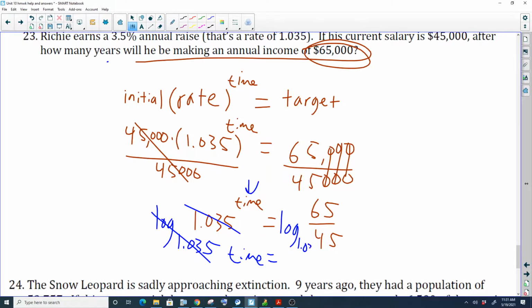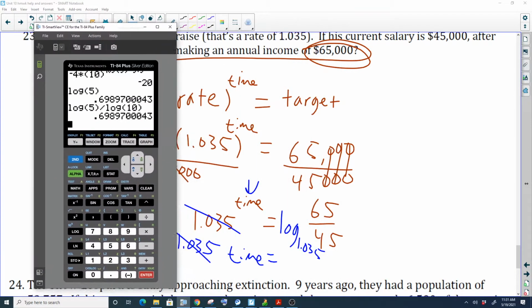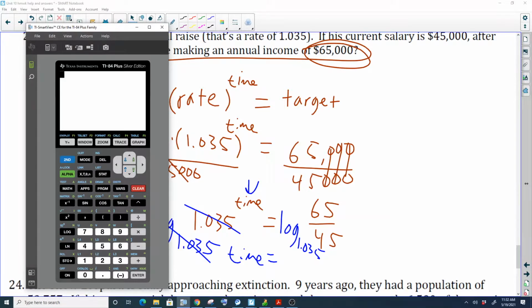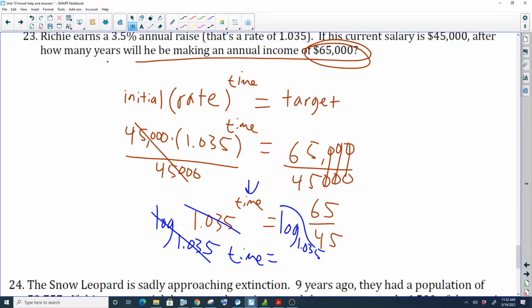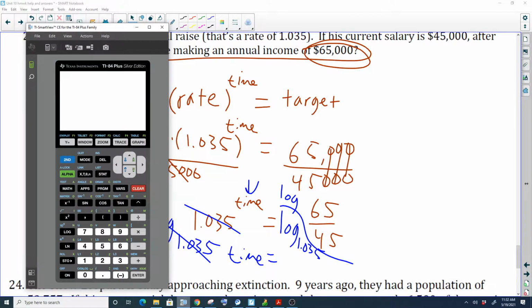Log base 1.035. When you put this in your calculator on the test, if you have a standard calculator, you're actually going to have to split that. You have to do log of the top divided by log of the bottom. That's for 1050, 1060 students for next year. So log of 65 divided by 45, all divided by log of 1.035, which gives us 10.68.